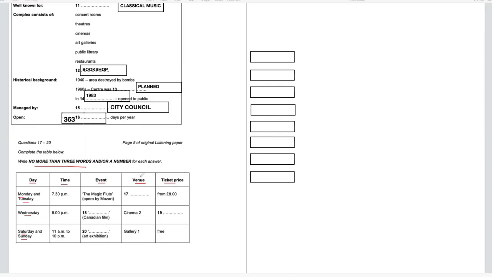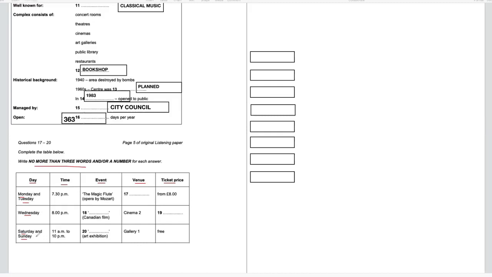Keep in mind, we'll have to find a venue for 1 answer, an event for 2 answers, and a ticket price for 1 answer. So the venue that we hear will be number 17, the ticket price will be number 19, and the 2 events will either be 18 and 20, and we must be specific here. So number 18's answer can only be number 18's answer. Same thing for 20. Now, we should use the words that are listed to our advantage.